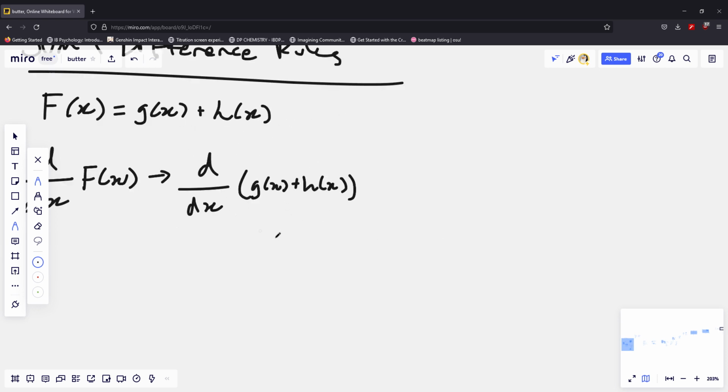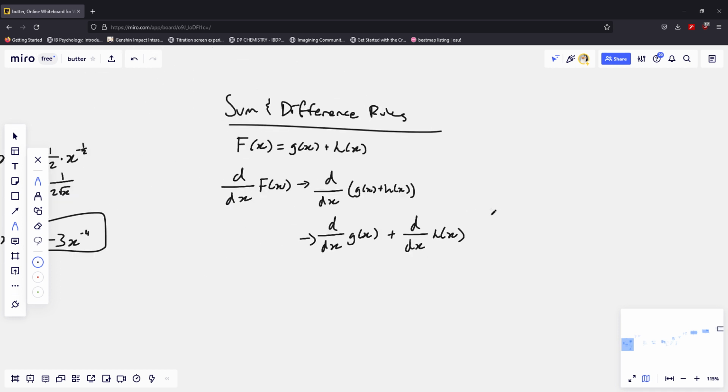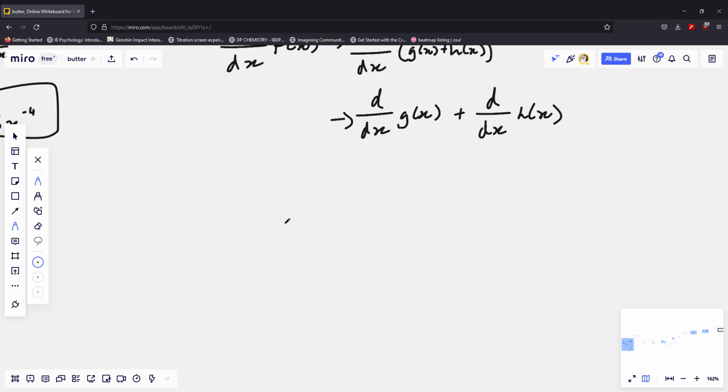Now this is a weird, daunting task at first, but the sum rule basically tells us that when you have the derivative of two things added together, just take the derivative of each separately. So instead of taking the derivative of the whole thing, we take the derivative of g of x and add that to the derivative of h of x. Alright? So that's simple enough.